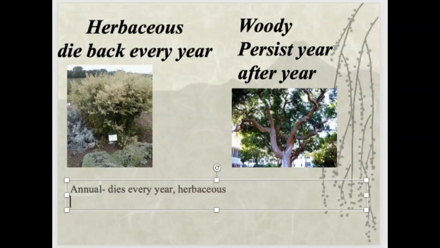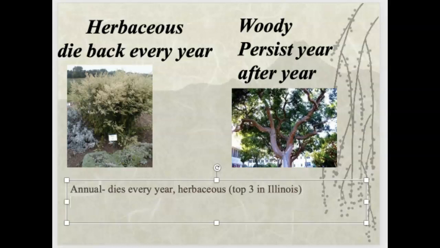Or let's go with the top 3. Okay? Create a list. What are the top 3 annual plants, annual herbaceous flowering plants in the state of Illinois? Work on your list. The perennials.